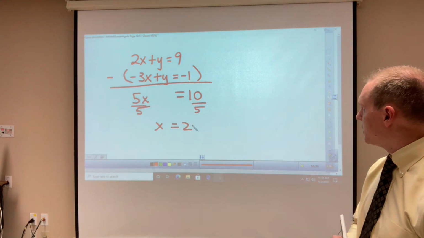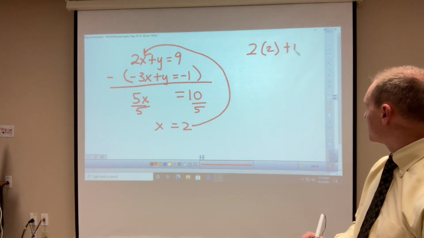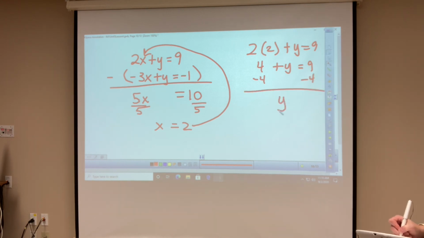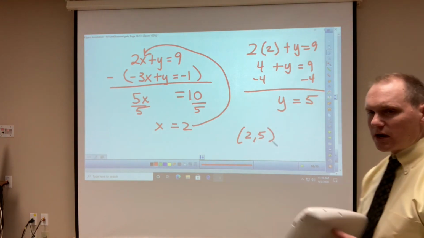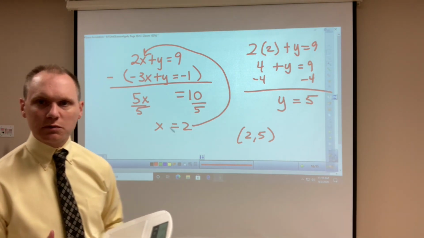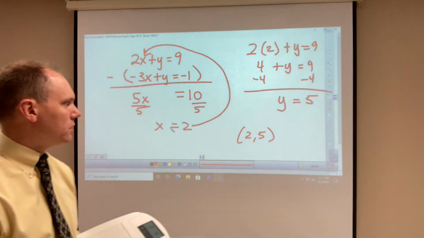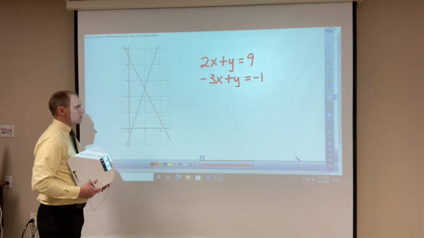Now we can substitute that back in, maybe up here for the x. So we have 2 times x, which is 2, plus y equals 9. So 2 times 2 is 4. When we subtract 4 from both sides, y is 5. So we have the point 2, comma 5, which I think we did in our last video as well. I'm trying to show you the difference between substitution and elimination with the same problem so you can see which one you like best, but also when each one is beneficial to do. Again, graphically, we see the same point we saw in our last video.